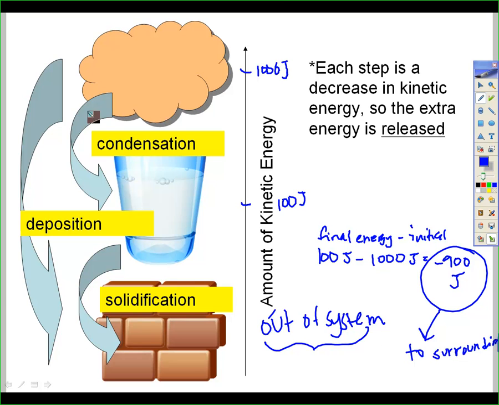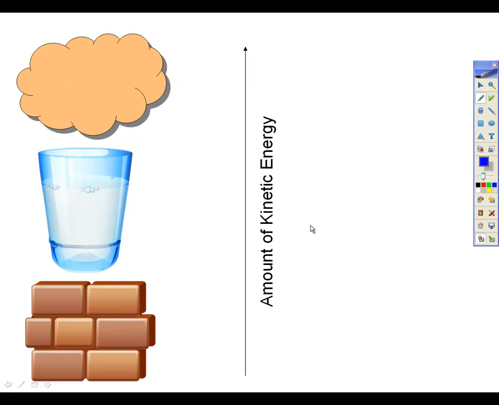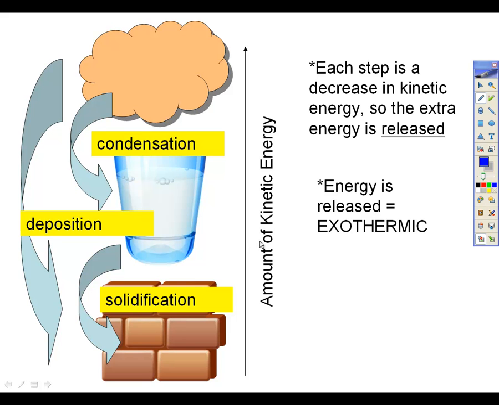That means that each one of these is an exothermic process. Exo, exo, exo. Every single one of these would result in having extra energy left over, which would go out to the surroundings. If it goes out of the system, out energy, then it's exothermic. That energy is released. Go back there for a second. Extra energy is released, so it's exothermic.